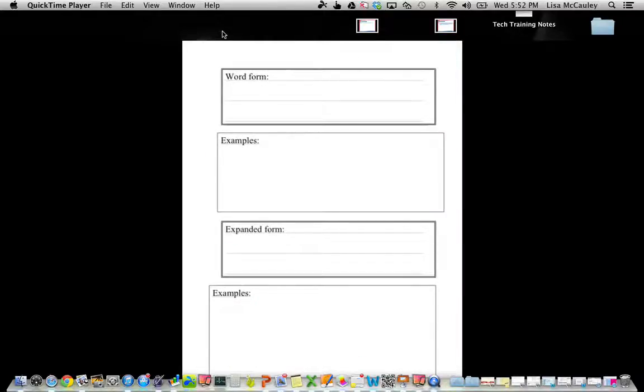Okay, anyway, let's go to the next screen, or the next page. All right, now the next one is word form. Okay, the way that we do word form is to take the number and read it in words, say it in words. Okay, the decimal stated in place value terms.